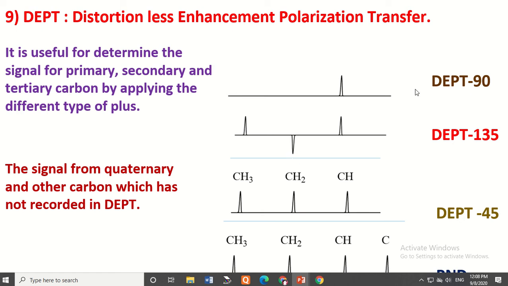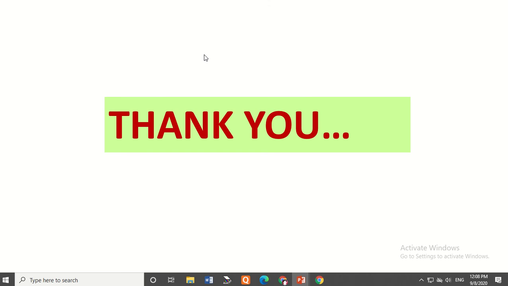Therefore, as a comparison between these three DEPT spectra, DEPT 90 and DEPT 135 are the most useful for determination of structure on the basis of carbon-13. I hope, friends, that some concepts are clear in carbon-13 as well as H-NMR spectroscopy. In the next video, I will focus on the chemical shift in carbon-13 compared with the H-NMR chemical shift and some of their factors. Thank you so much and take care.